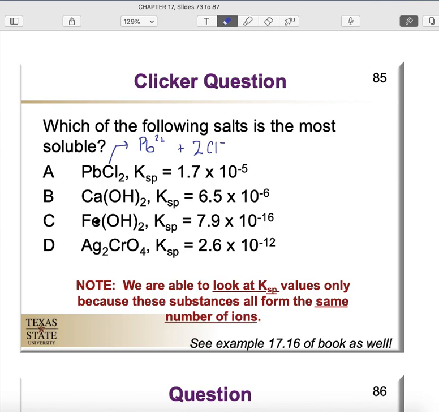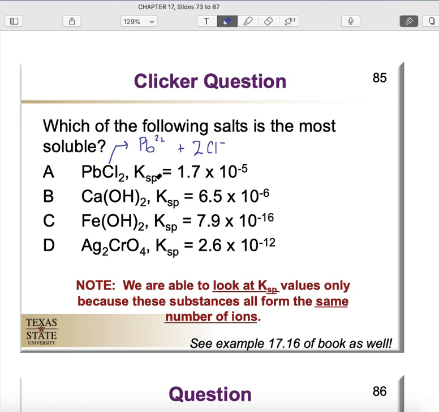The next compound, the iron hydroxide, would form 1 iron ion and 2 hydroxide ions. So again, a total of 3 ions. And then the last one, this silver chromate, we're going to have 2 of the silver ions and one of the chromate ions, meaning that we also have a total of 3 ions.